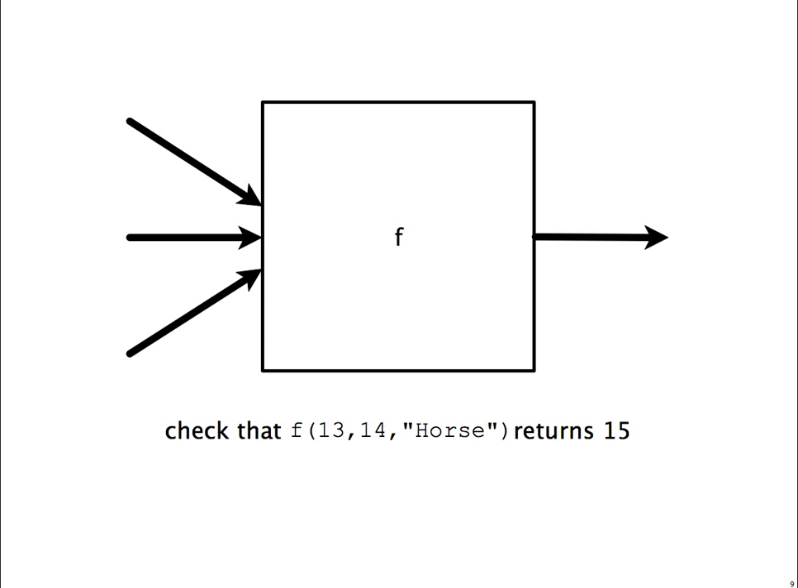Let's take a look at what we might do in order to test a small component of a program. We're going to blow up this thing into something larger, but keep in mind we're still looking at just a single function. We're describing its behavior by saying that when we call the function f with 13, 14 and the string horse, it should return 15. This is a simple example or test case indicating whether or not this component does what it's supposed to do.